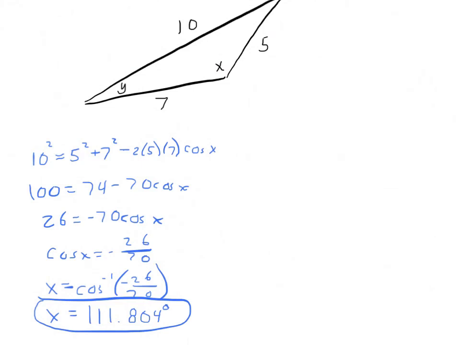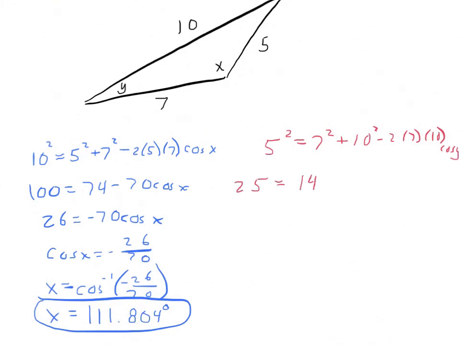So now I'd like you to set up the problem for y and solve for y on your own. It should be straightforward, but just make sure that you know how to use the law of cosines. So for y, the opposite side should have been 5, so you've got 5 squared equals 7 squared plus 10 squared minus 2 times 7 times 10 times the cosine of y. Kind of ran out of space there.